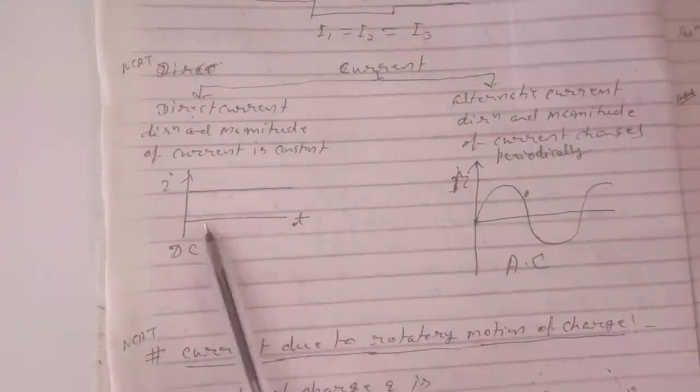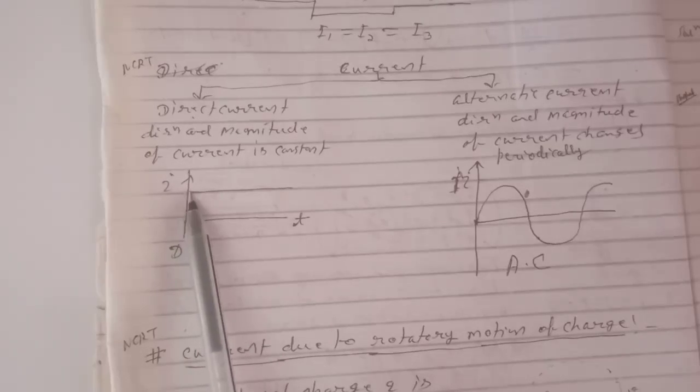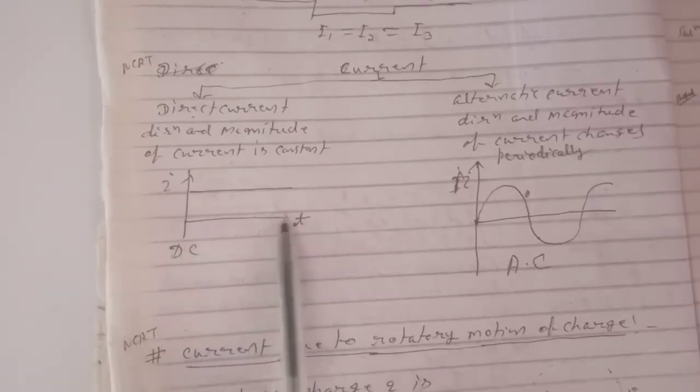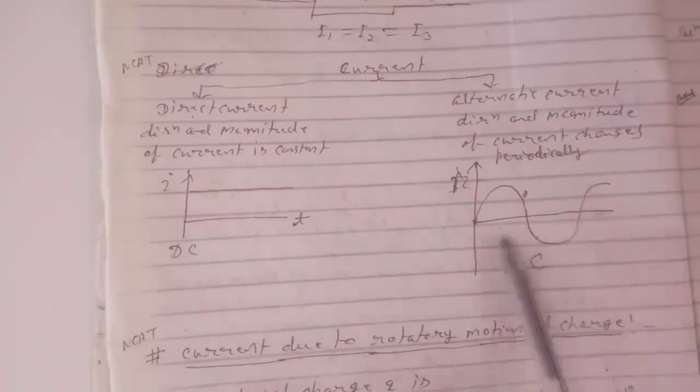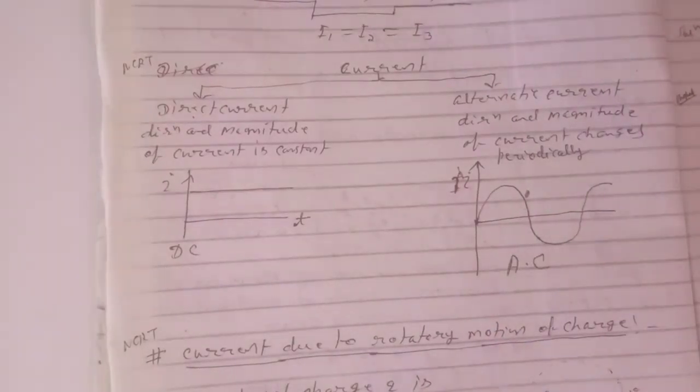Here we see that I is fixed with respect to time, but here I is not fixed. The value of I is changing with respect to time, and the direction is also changing.